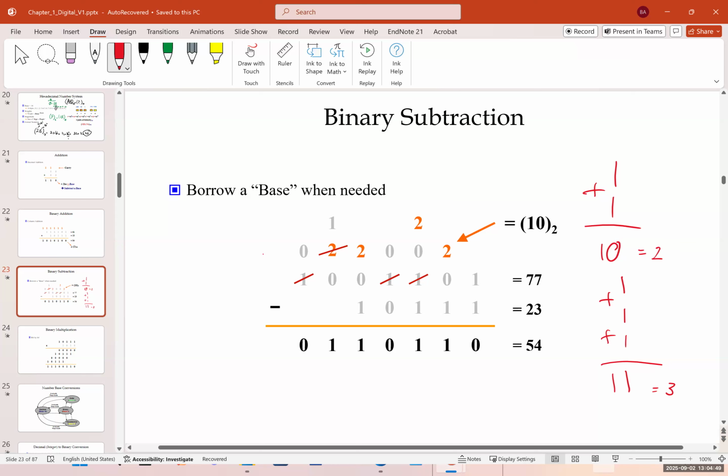Do you want me to solve another subtraction, or are you okay with it? I can move on. Move on.